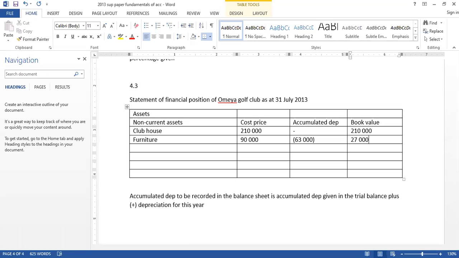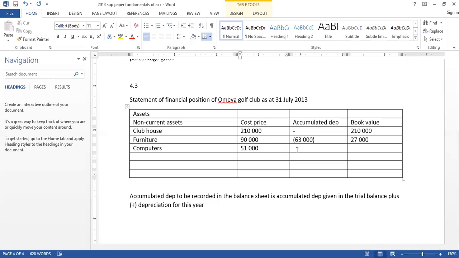Okay, and then we move on. Our next asset that we have there is what? Is computers, ne? So our next asset that we have there is computers. So what is the cost price of our computers? Computers at cost is 51,000.